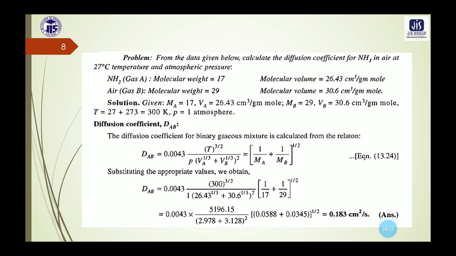Now the molecular volume for the gas A is given as 26.43 centimeter cube per gram mole, and the molecular volume for the gas B is given as 30.6 centimeter cube per gram mole. So for these two different species, gas A and B, their molecular weights and molecular volumes are given. We need to calculate the diffusion coefficient for NH3 in air.